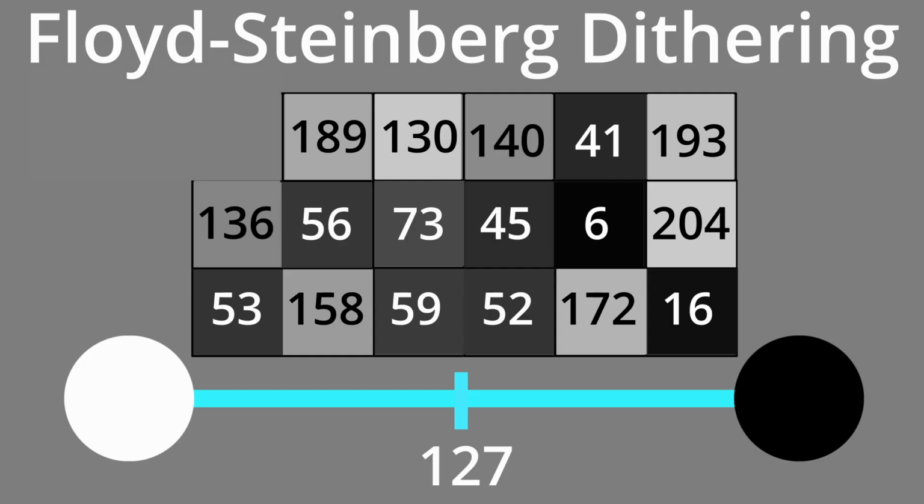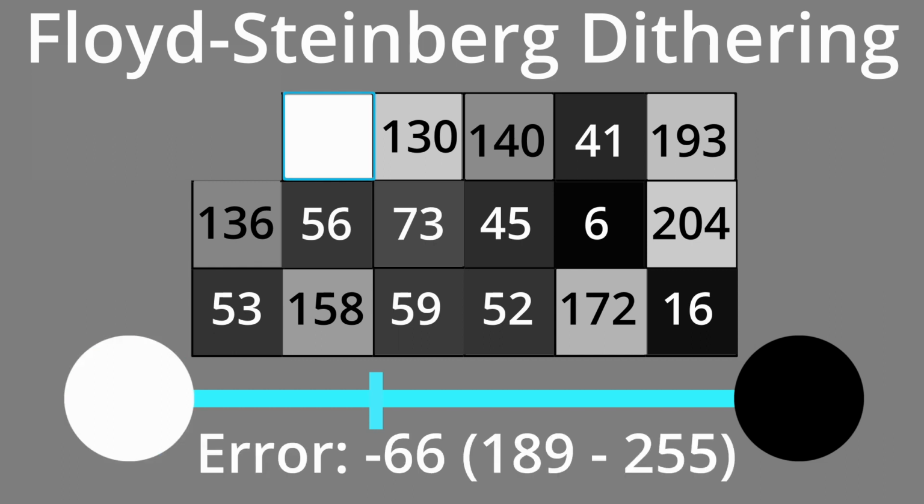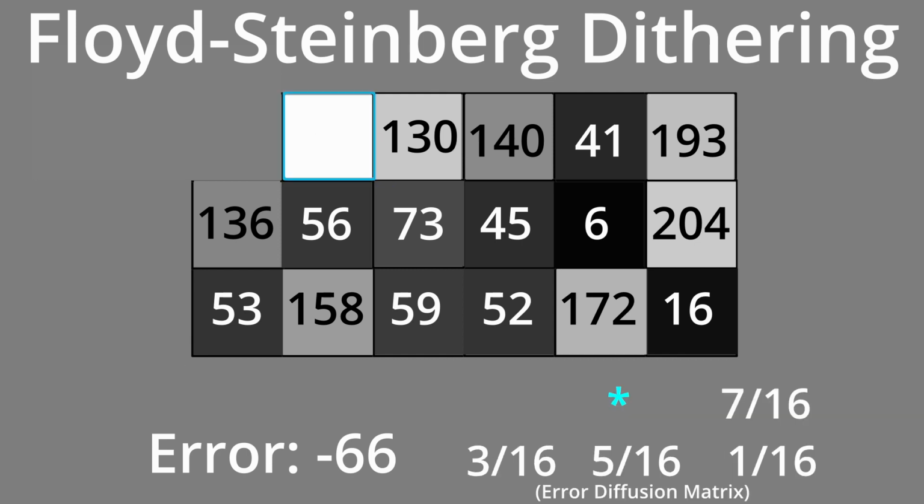Consider a pixel with a color value of 189. It's bigger than 127, so it's going to be a white pixel. But this pixel right here, it's not exactly 255. In fact, there's a big error between what we turned it into and what it originally was. So the idea is to spread that error out to its surrounding pixels. We want to give more error to the pixels that will come up sooner and then less error to the pixels that will come up later down the line. The percentages of the error.